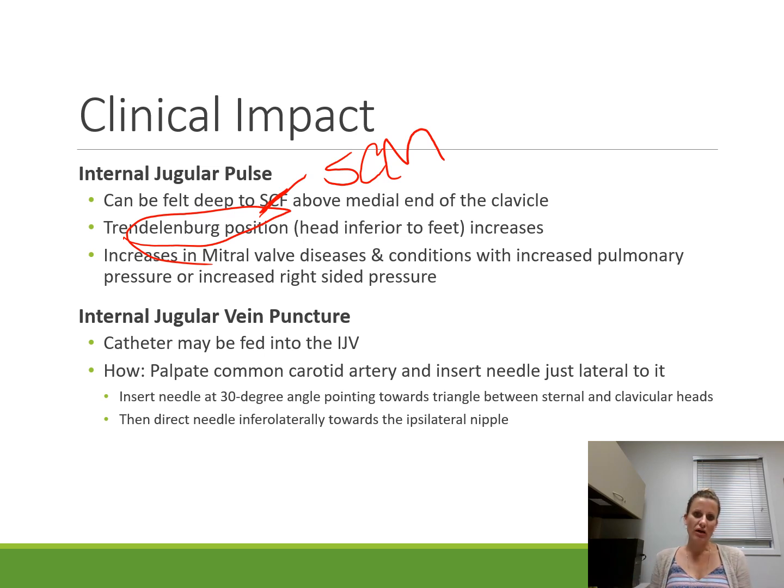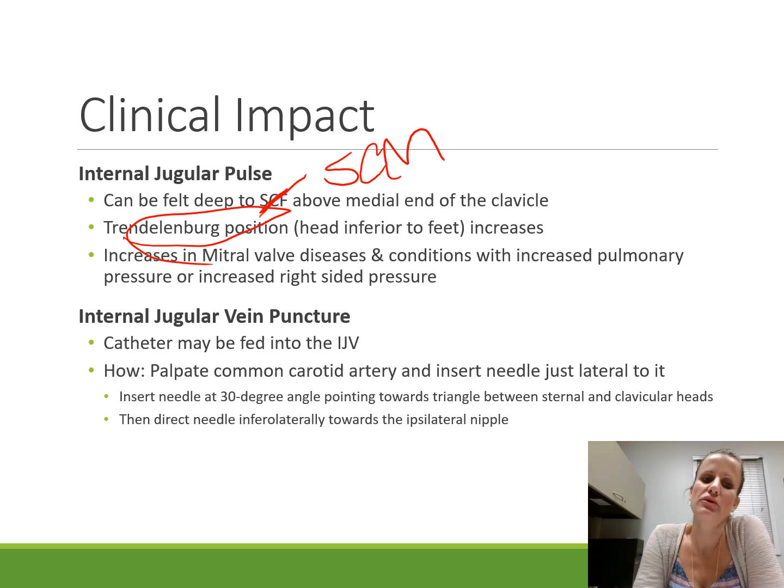Increases in mitral valve diseases and conditions with increased pulmonary pressure will increase the internal jugular pulse that you can feel. So this is why this would be clinically important: if there's an increased internal jugular pulse, then you're going to look at issues with the mitral valve or issues with pulmonary pressure or right-sided pressure.